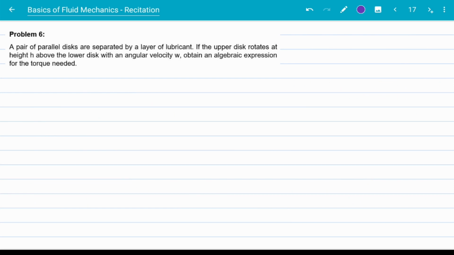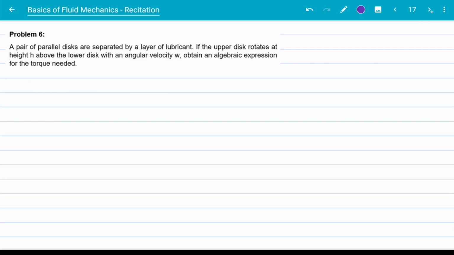All right, problem 6, our last problem. We have two parallel discs that are separated by a layer of lubricant. The upper disc is rotating above the other disc, and the angular velocity is known, it's omega. We are asked to find an algebraic expression for the torque needed for this motion.